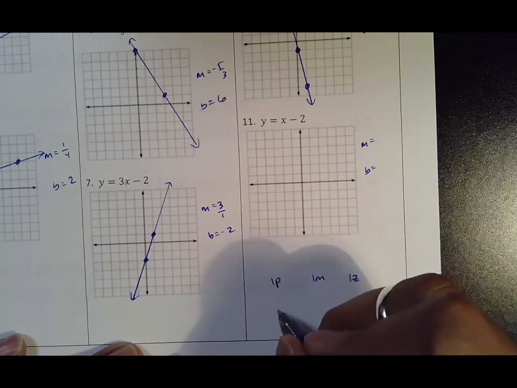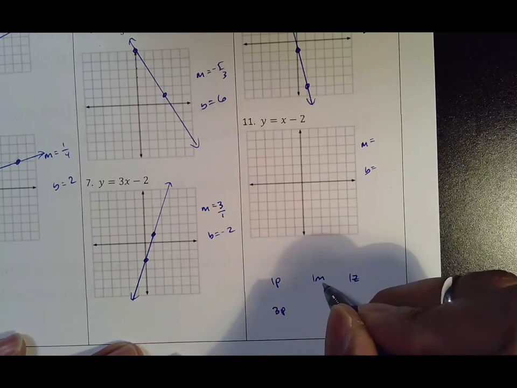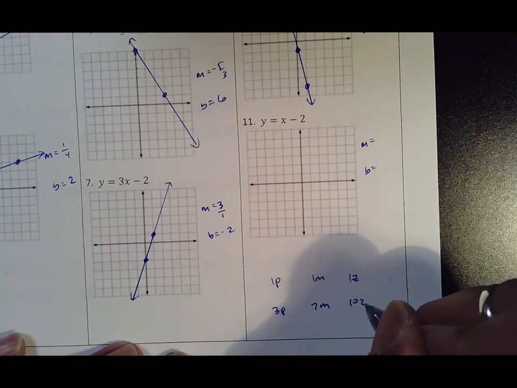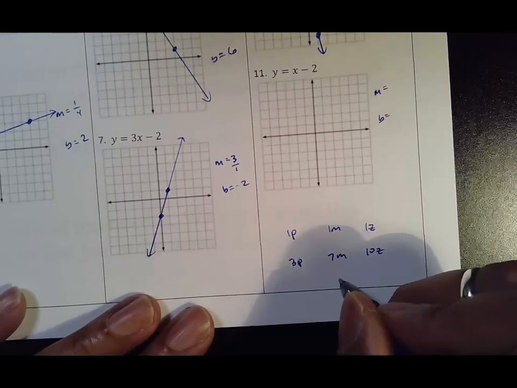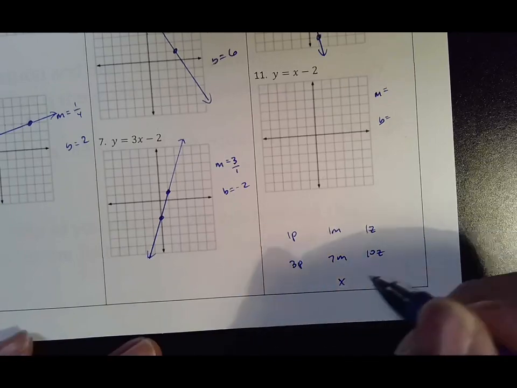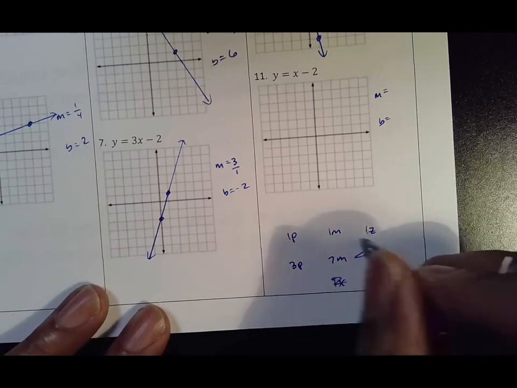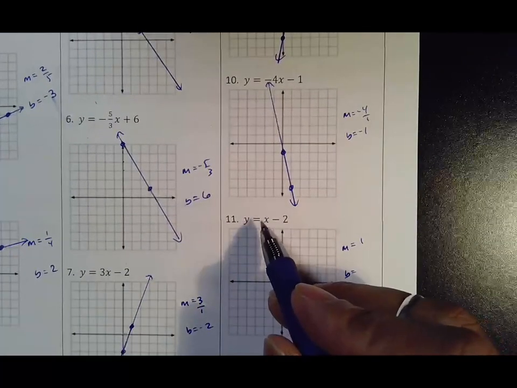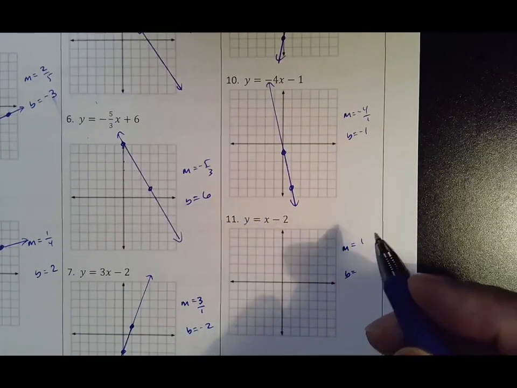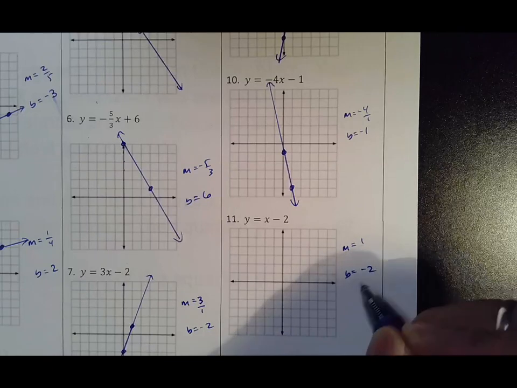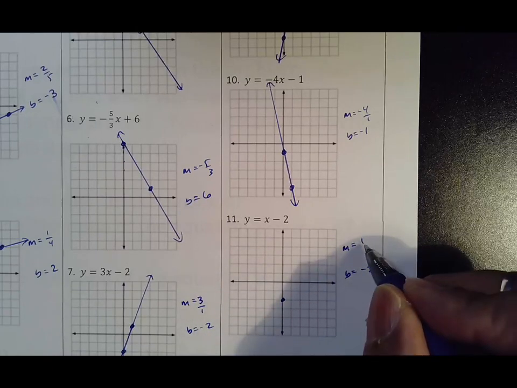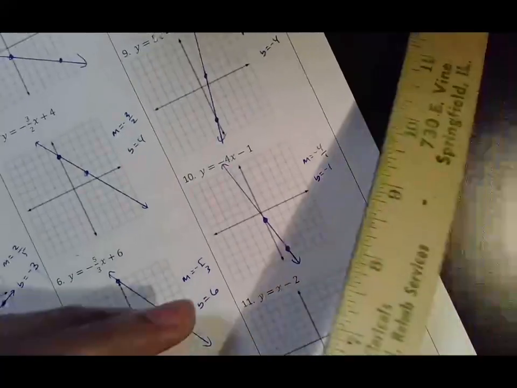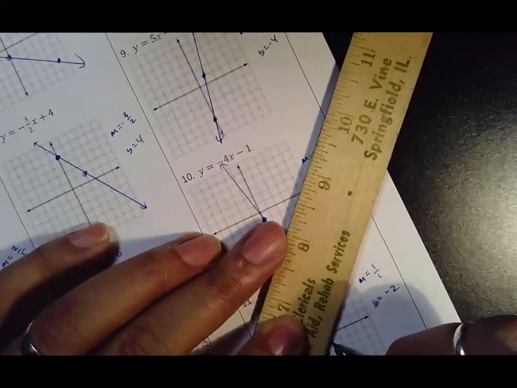If there were supposed to be 3 p's, I would have put 3p. If there were supposed to be 7 m's, I would have put 7m. If there were supposed to be 10 z's, I would have put 10z. But me simply putting the letter x automatically means that there is 1 x. So therefore, m is 1. Whenever you just have a regular x with no number in front, that is a 1. And so your b is negative 2. Again, you'll go down and put your dot. And since this is a 1 over 1, you go up 1 over 1. And you wrap this up and finish it off.